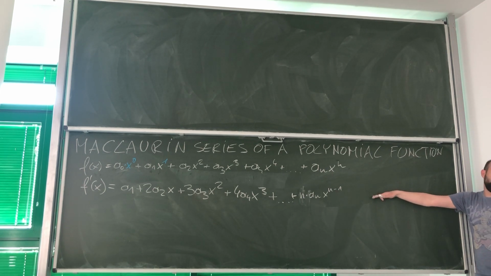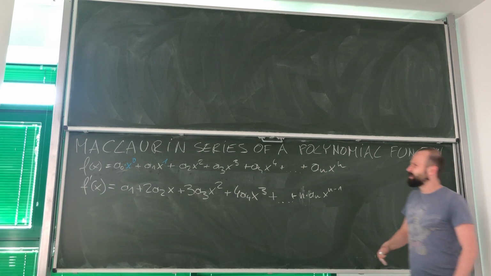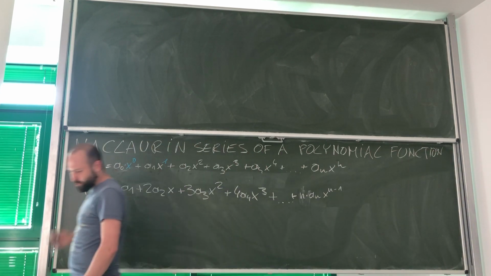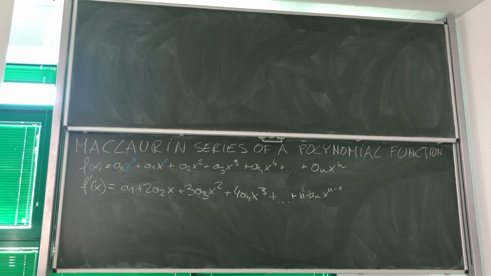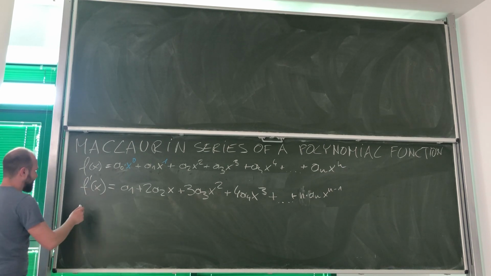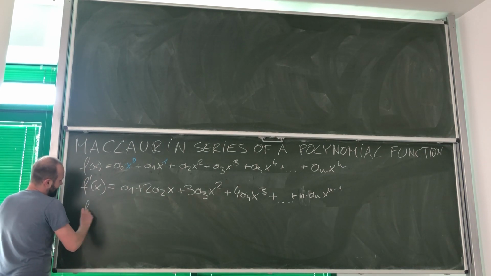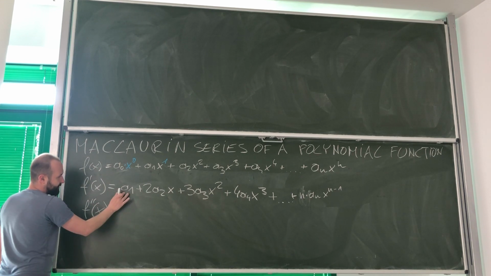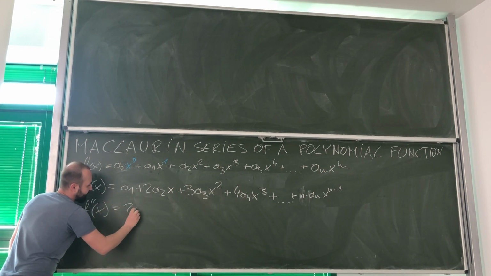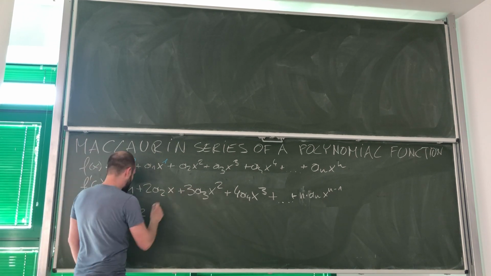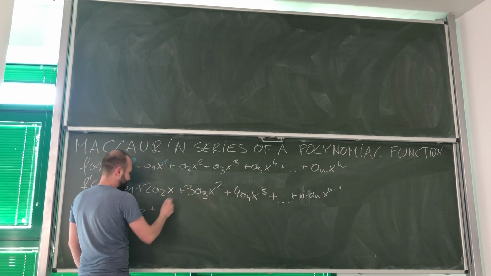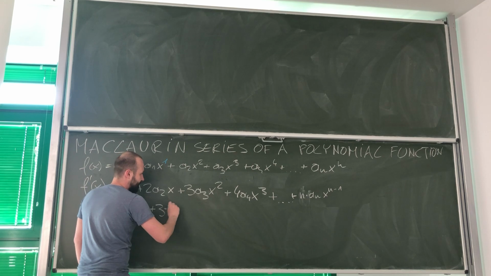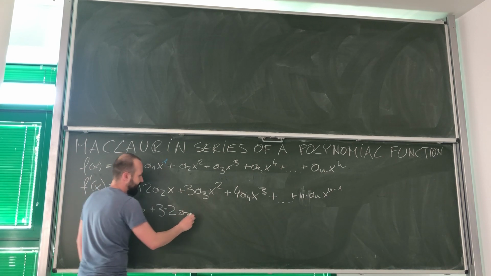Okay, this is actually a very, very easy function that is really, really easy to differentiate. So let's do it a couple more times. Okay, so now second derivative. Now this is gone. All we have is 2a2. Now over here we've got 3 times 2a3x.